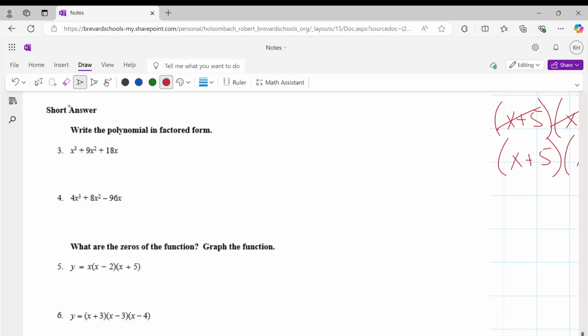All right, problem number 3. Write the polynomial in factored form. Each term in this polynomial has an x as a factor, so we're going to factor out an x. Then to determine what goes in the parentheses, we divide the x back into each term. So x into x to the third goes x squared. X into 9x squared goes positive 9x times. And x into 18x goes positive 18 times.